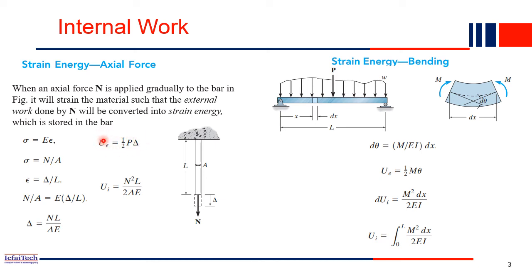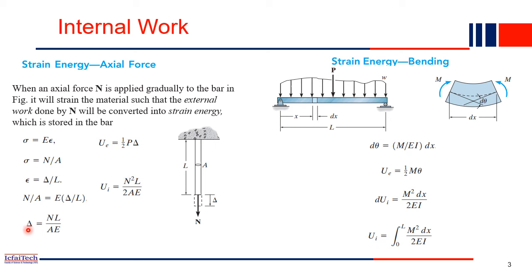As per the conservation of energy, the same amount will be stored in a member as internal strain energy. So whatever UE we got will be stored in the member as internal strain energy, which we call UI. UE is the external energy, UI is the internal energy, and they will have the same value.